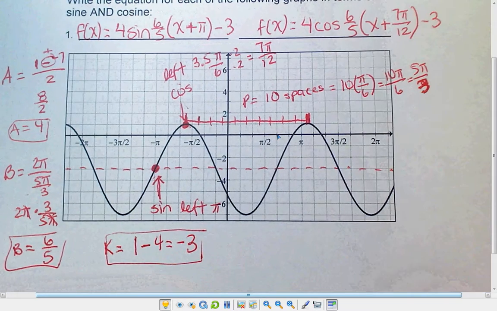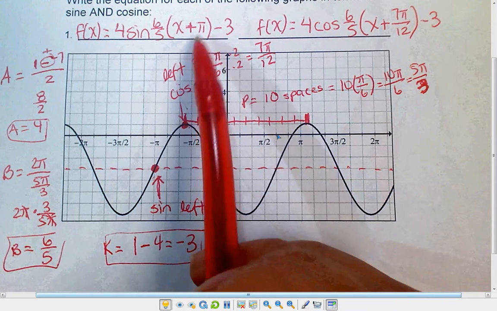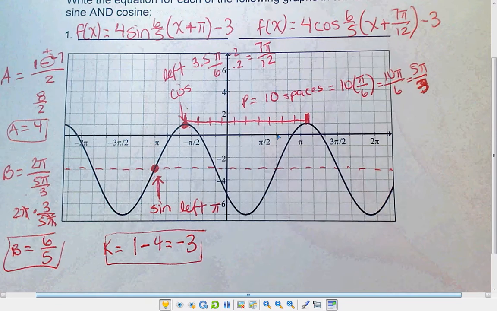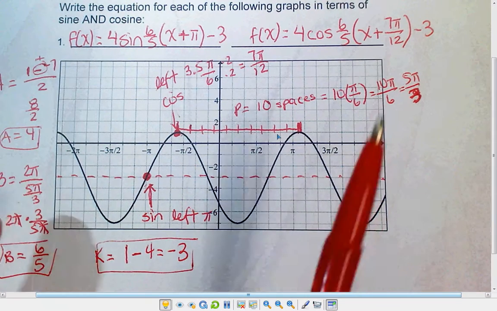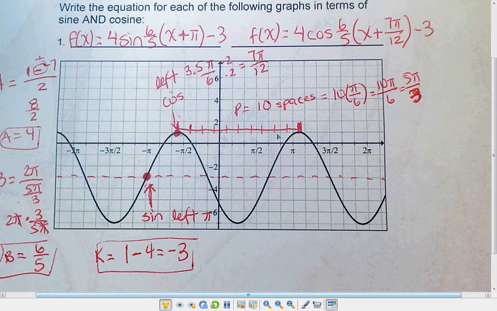So the only thing that changes between these two is your h value. So here are my two equations that, if I were to graph them, it would be exactly this graph right here.